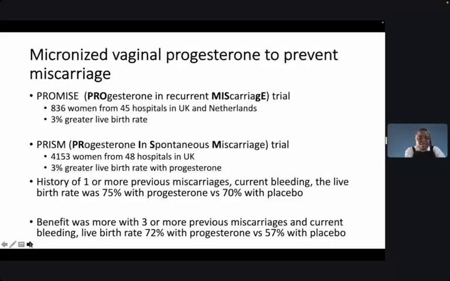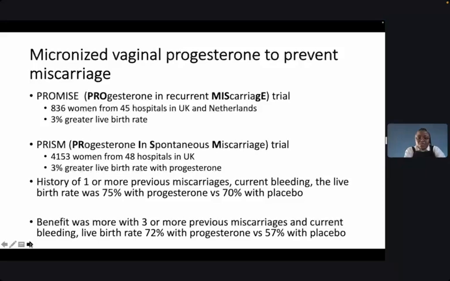From their analysis, these studies went further to subclassify the groups looking at the number of miscarriages, to see if the patient has one miscarriage or more miscarriages. Is there any difference in terms of live birth rate in the progesterone group versus the placebo? For patients who had one miscarriage or more and presenting also with bleeding in this current pregnancy, the live birth rate was 70% with progesterone versus 70% with placebo. You can clearly see that from that, the difference is not really significant.